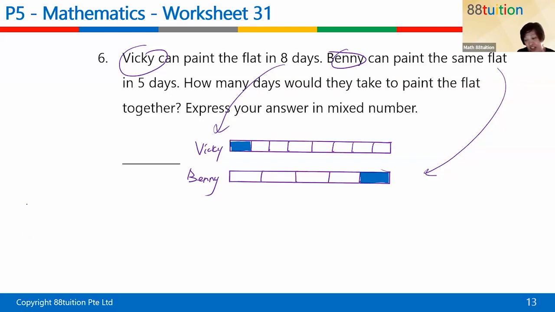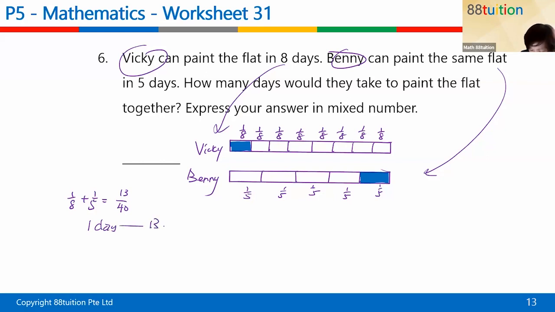Correct? So what is the fraction that you are going to add up if they combine their effort? Remember, we said combine effort. So what will be the fraction here? It will be 1/8, 2/8, 3/8, up to 8/8, and 1 fifth, 2 fifth, 3 fifth, 4 fifth, 5 fifth. So then 1/8 plus 1/5, I should get 13 out of 40. So that means in 1 day, they are going to paint 13 units.